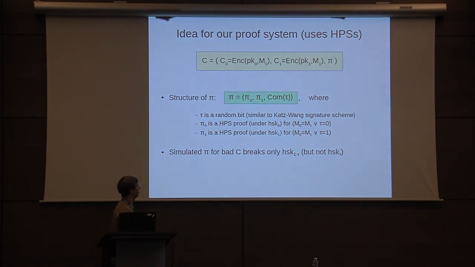That's what I just said. A simulated proof breaks the soundness exactly for a bad ciphertext, exactly for one of those hashproof systems, for the hashproof system with the secret key HSK 1 minus tau. But the other one you can simulate, because there the statement is simply true.